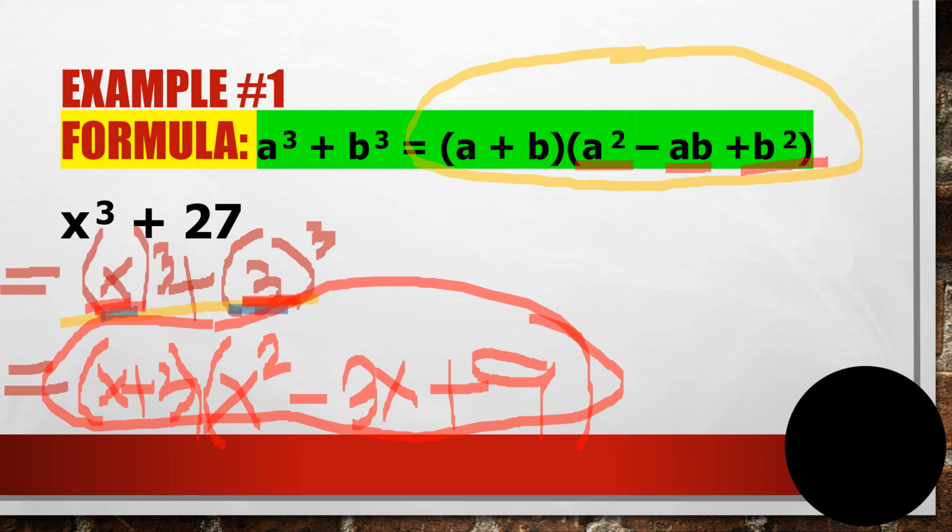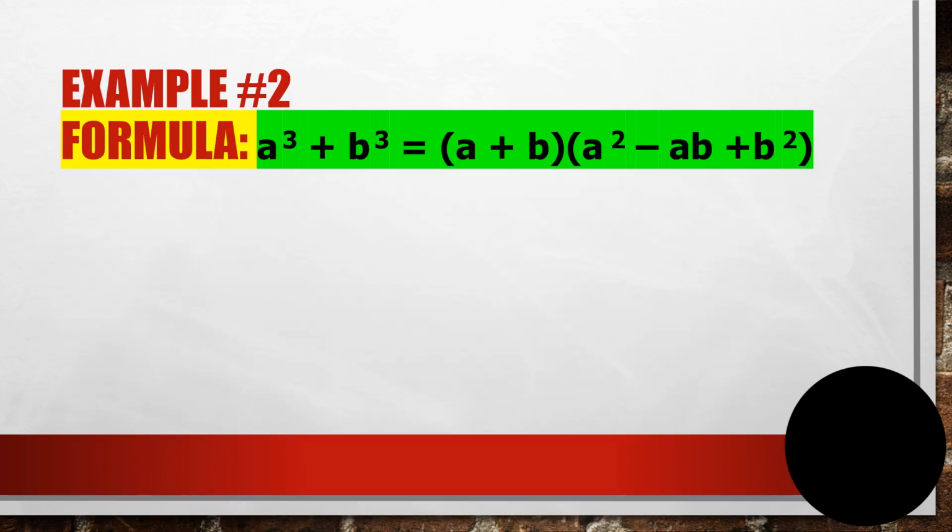Okay, now let's move to the next example. We have here x cubed plus 8. The same with the previous example, the problem is not written in the form that we want because look at the terms. Each term must be written as a cube, that is an expression raised to the power of 3. However, only this term is raised to the power of 3, while this one should be taken care of. But we know that 2 times 2 times 2 is 8.